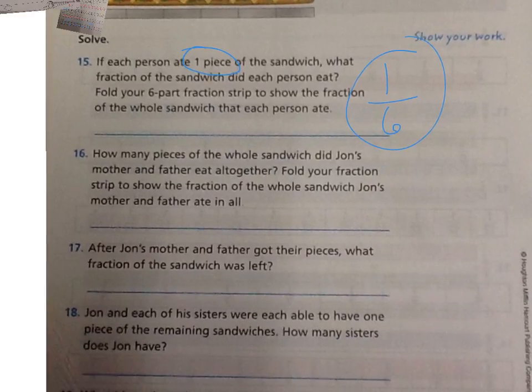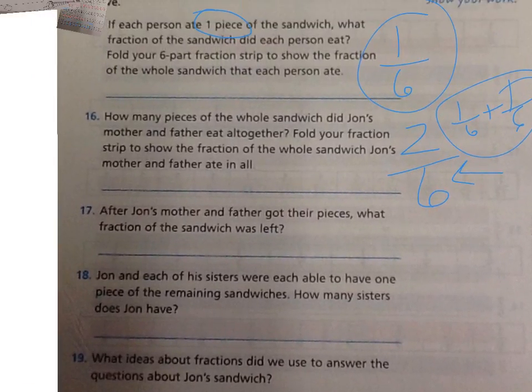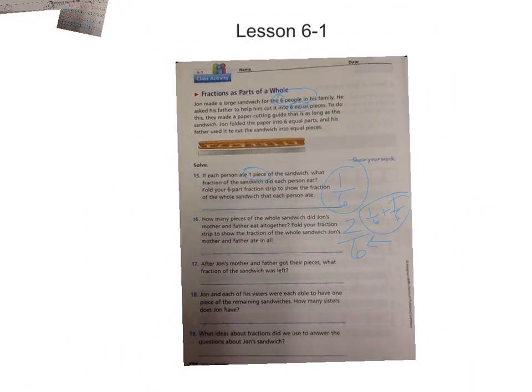Number 16. How many pieces of the whole sandwich did John's mother and father eat together? Remember, mother and father. That's just 2 people. Okay? So, if it's 2 people, they ate 2 of the 6, because 1/6 plus 1/6 will equal 2/6. So that's 2 of the 6. Okay, so if you have time, work on the next 3 on your own, and then if not, work on it on your independent station.